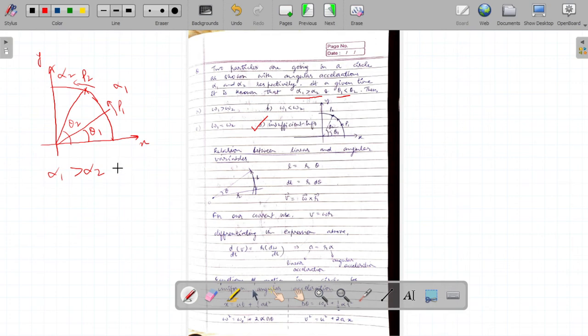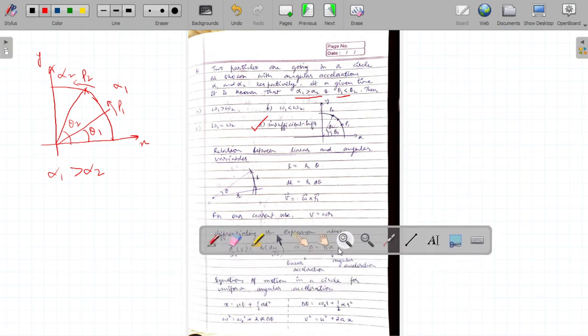We are given angular acceleration, we are given angular position, but we do not know about angular velocities. Angular velocity can show us the rate of change of angular position, but not the angular position itself. Similarly, angular acceleration can show us the rate of change of angular velocity, but cannot show us angular velocity itself. So this was a rather easy question.